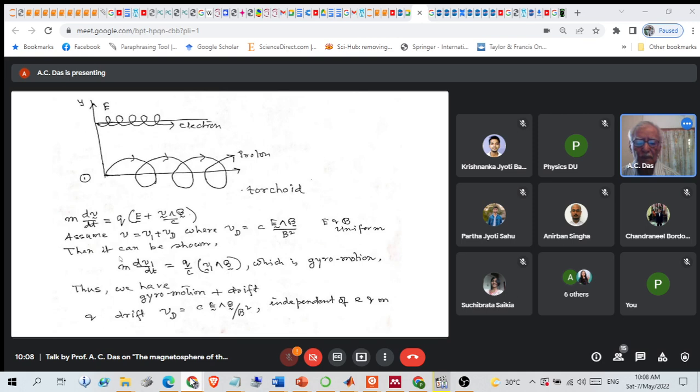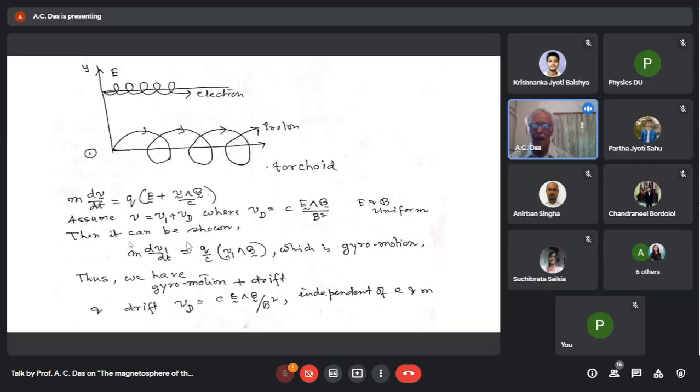So we have gyro motion plus drift, and drift is given by vd = c E cross B/B squared, which you can see is independent of charge and mass. So the electrons and protons drift with the same velocity. And that's very important. And in this case, therefore, there is no current because electrons and protons move with the same velocity, in the same direction, and therefore there is no current.